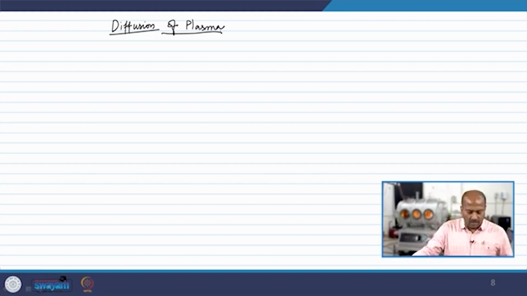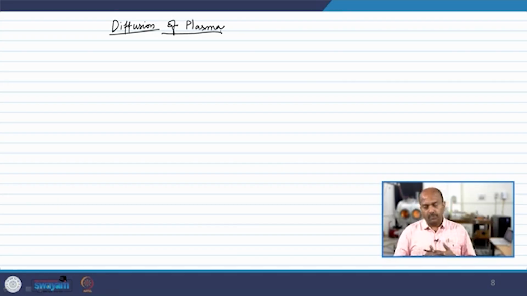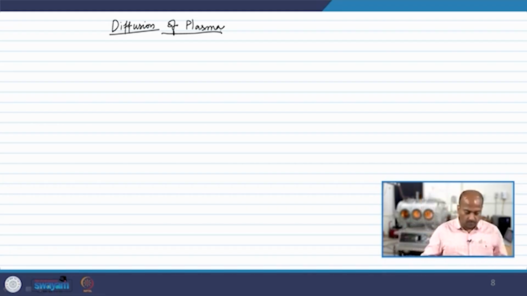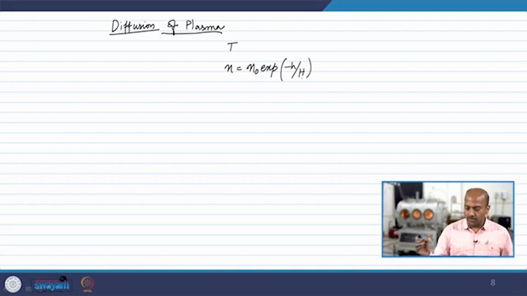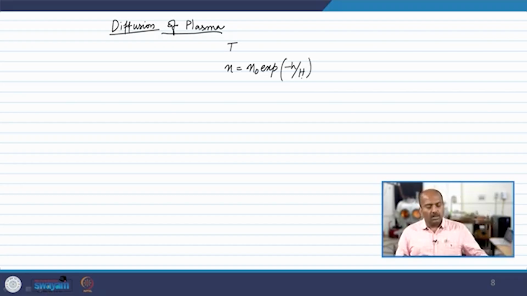Generally, when several gases rest in equilibrium under the effect of gravity, each of the gases will be distributed as if it alone is occupying the entire volume. Okay. So, when temperature is uniform for all the gases, the number density of any gas can be written as n equals n naught exponential of minus h by H. What is n? n is the number of particles per unit volume. n naught is some reference.